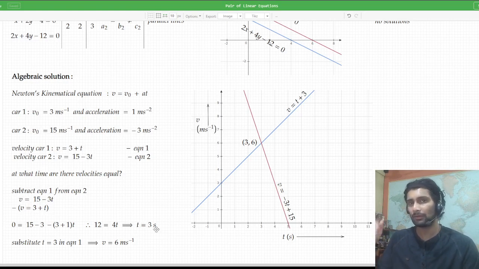You can pause the video and find out the amount of time. Once we substitute the value of time t is equal to 3 seconds, we get v is equal to 6 meters per second. So at exactly 3 seconds, the velocities of these two cars will be equal. Such things are really useful in physics, where we want to find out a common value for any two given systems. So this is how a pair of linear equations helps us to understand certain patterns or phenomena in day-to-day life.